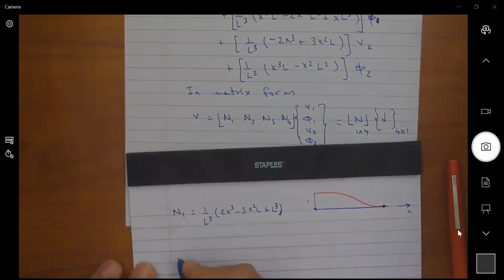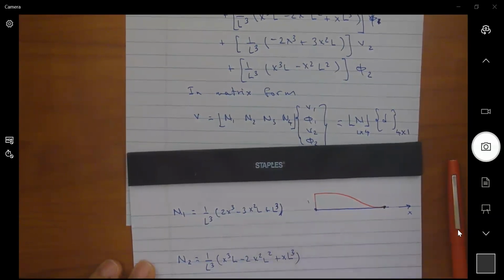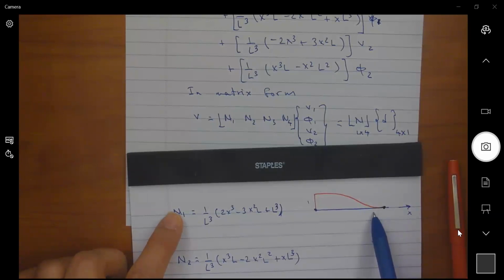If I look at N2, 1 over L cubed times x cubed L minus 2x squared L squared plus xL cubed. I want to clarify here, or emphasize, that a shape function corresponding to degree of freedom 1 has to have nodal degrees of freedom equal to 0 anywhere except the first degree of freedom. So this is why phi1 is a 0, phi2 is a 0, v2 is a 0, but only v1 is equal to 1.